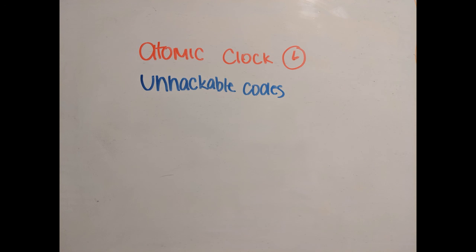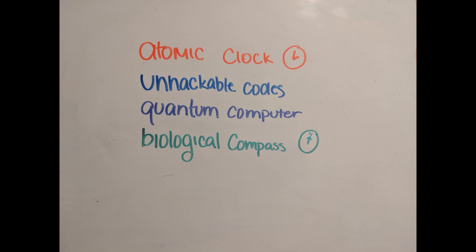We can also make unhackable codes, super powerful computers called quantum computers, and there is also a theory that says birds use quantum entanglement as a sort of biological compass to stay on track. So far, we understand how to study and control quantum particles, but do not understand why they happen or what it means for the nature of reality.